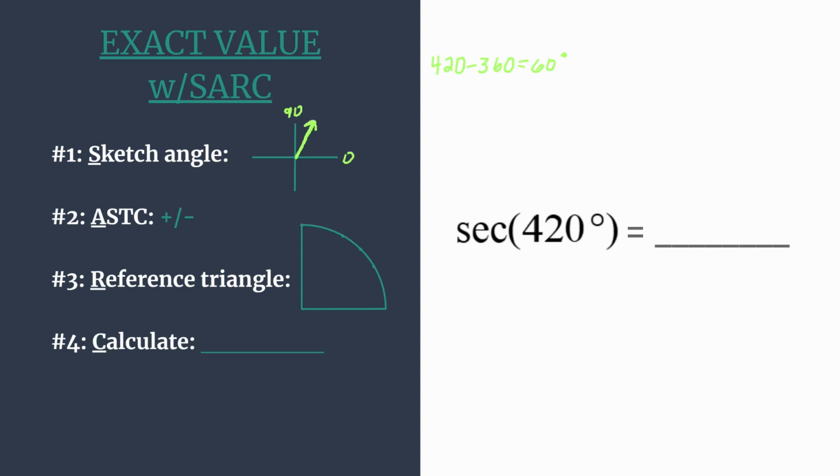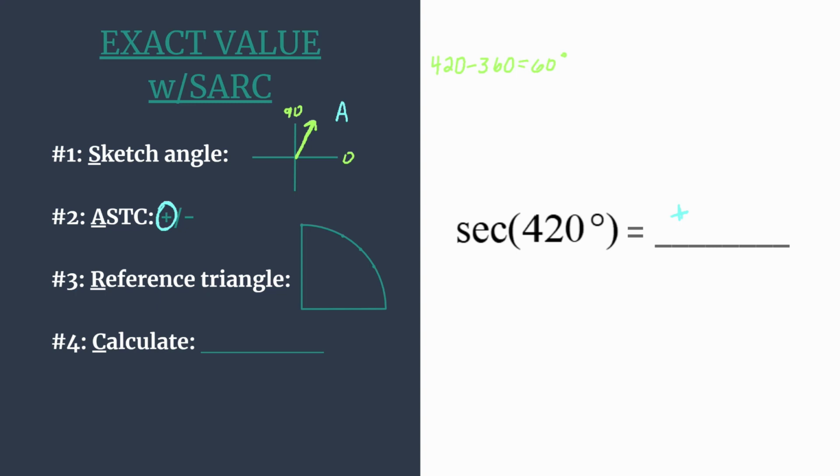Okay, now that we have our angle sketched and we see it's in quadrant 1, we're ready for step 2, where we think A.S.T.C. Now, we start working our way around to think all students take classes, and this will tell us which trig functions are positive in each quadrant. I love an angle in quadrant 1 because the A means that they are all positive. So let's go ahead and make a note. Our answer is going to be positive because our angle's in the first quadrant.